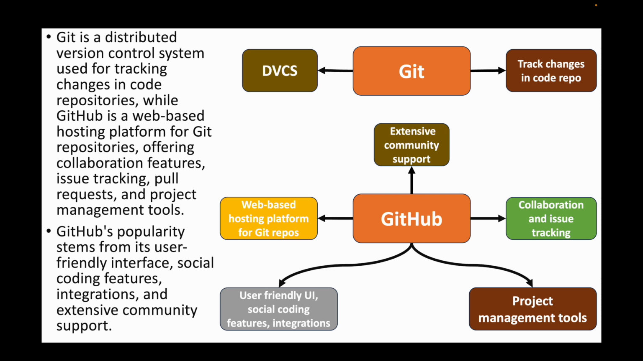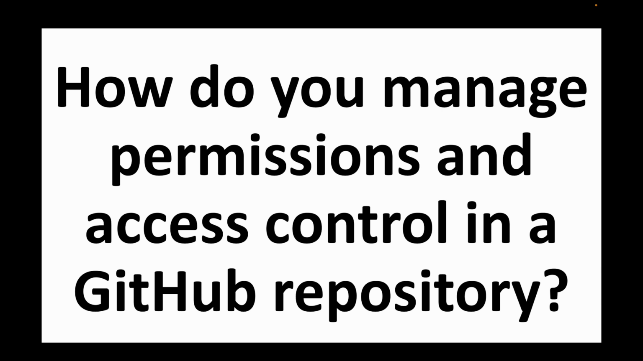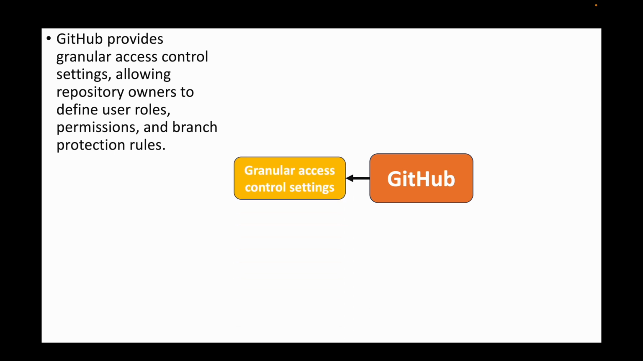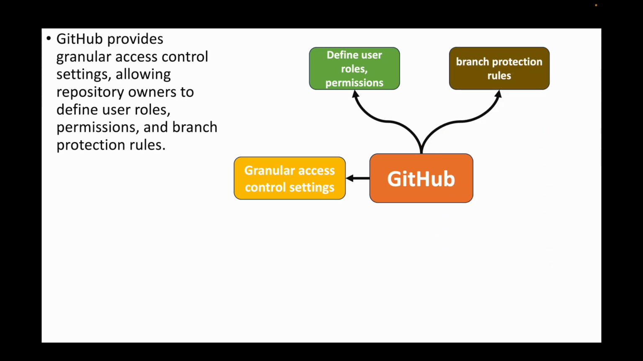The next question we have is, how do you manage permissions and access control in a GitHub repository? Now, GitHub can be used to control access to your repositories as well. So it provides us with granular access control settings, and this allows the repository owners to define user roles, permissions, and also branch protection rules.